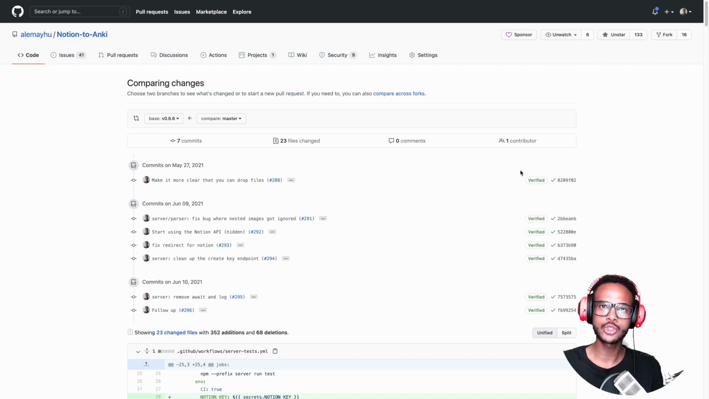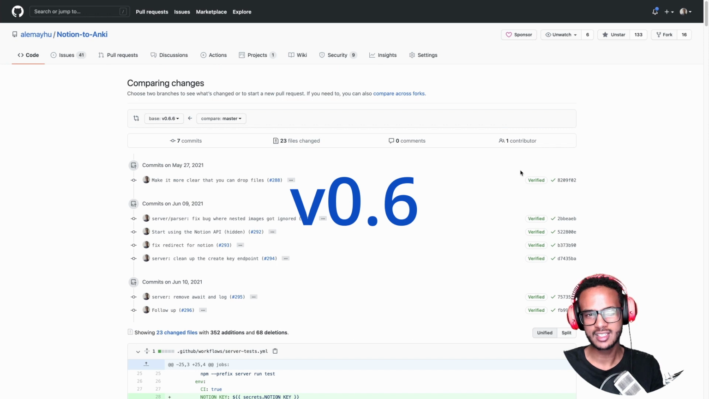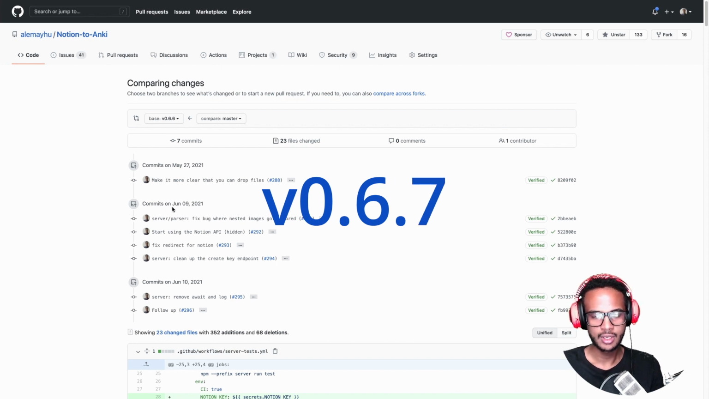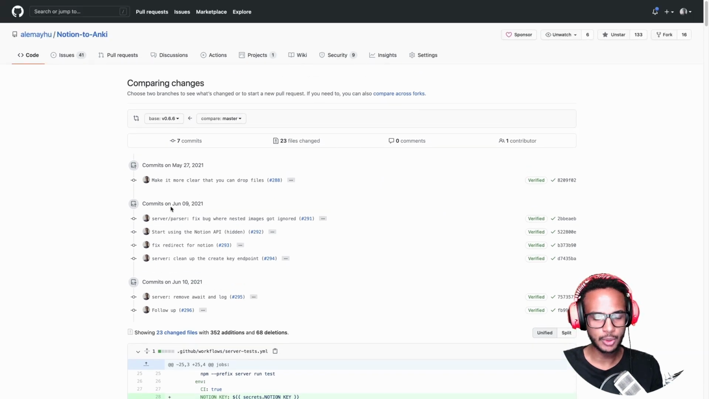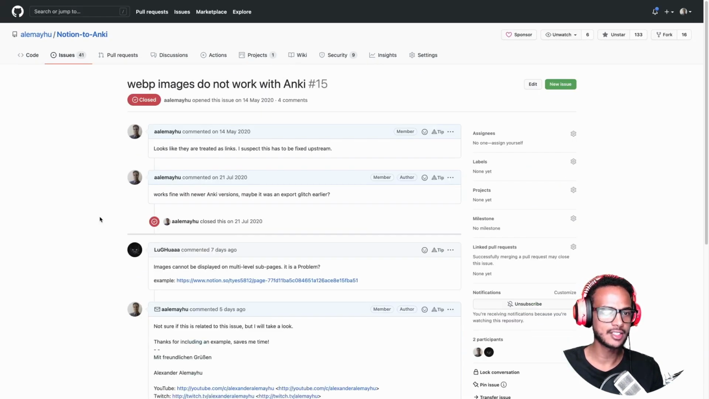What's cooking in Notion to Anki version 0.6.7. I think the most noteworthy thing is there was a bug I fixed.